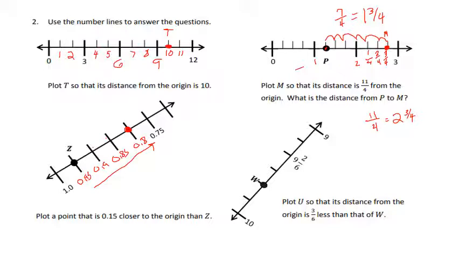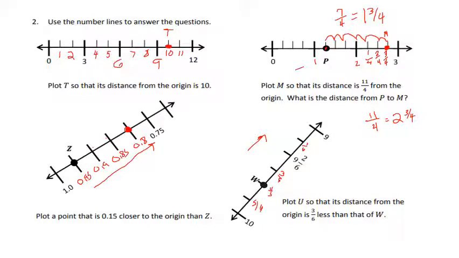Next one over here says plot U so its distance from the origin is 3/6 less than that of W. Okay, well first off I know the origin is going this way because it's getting smaller and the origin is 0. Now it says 3/6 less. Well, this is 9 2/6. So I can see by counting them, this here would be 1/6 here. 9 and 2/6. 9 and 3/6. 9 and 4/6. 9 and 5/6. And 10.